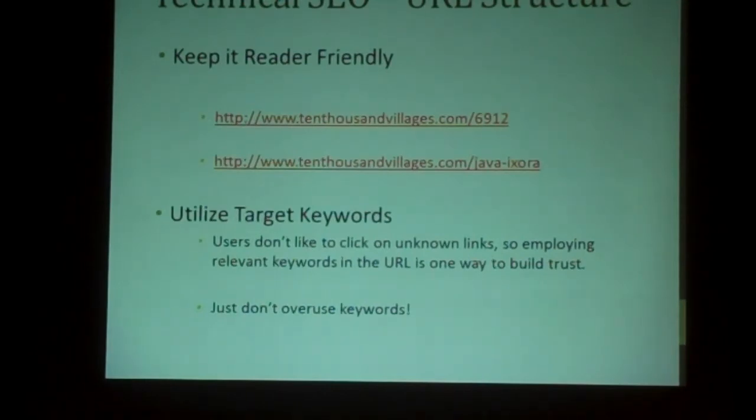You want to utilize your target keywords in that URL structure because users don't want to click on unknown links. So employing relevant keywords in the URL is one way to build trust, as long as you don't overdo it. So basically, I would much rather click on a link where I can understand all of the words in it versus a bunch of numbers, because that just appears slightly spammy.